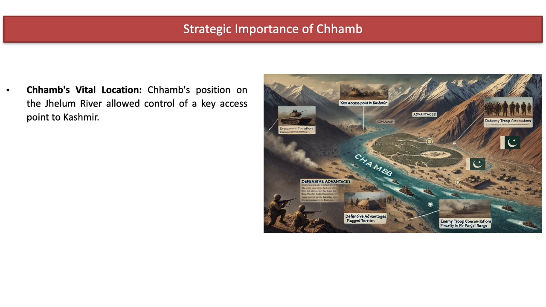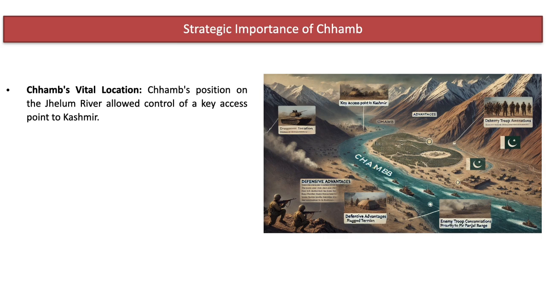But it was not just about military logistics. Controlling Chamb also meant having a psychological edge. It sent a strong message that India was determined to defend its territory and would not allow any breaches. And this was about demonstrating resolve and showing that India's newly gained independence could be defended fiercely, with every strategic point secured and every access route protected.